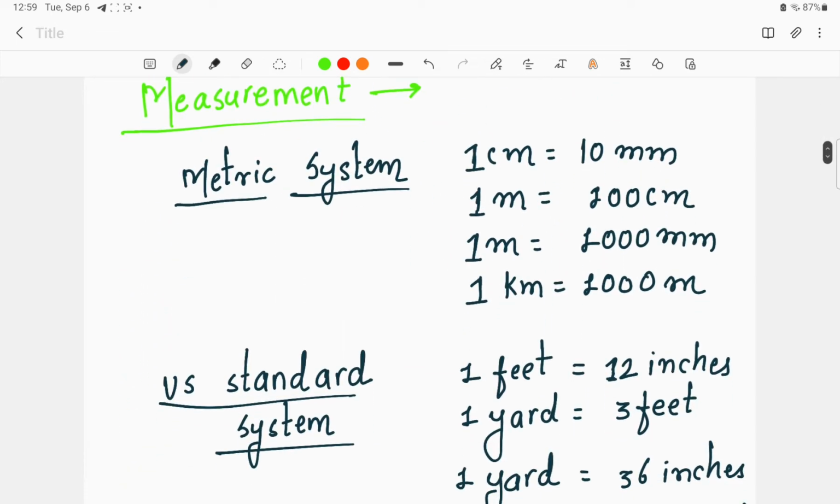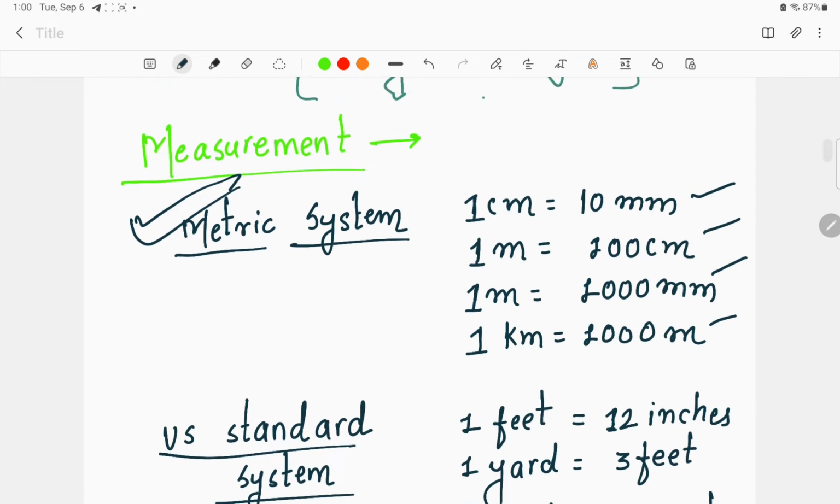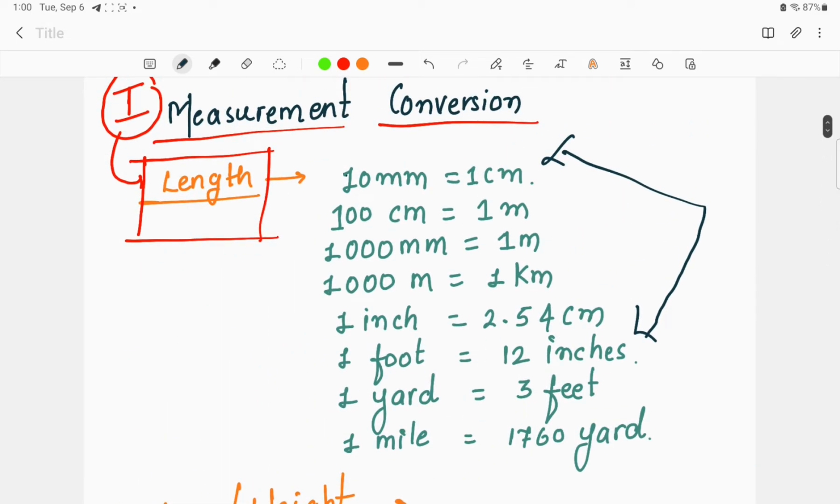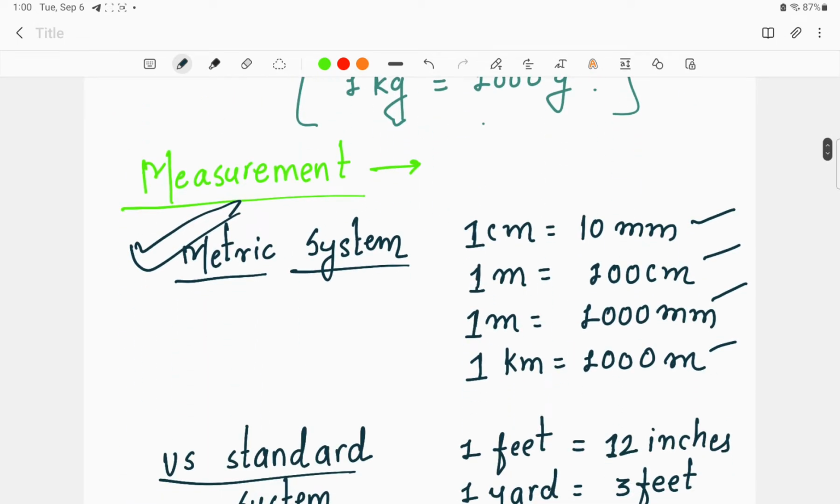Okay, now this is the measurement conversion for the metric system. In the metric system, as we have already discussed, 1 centimeter is equal to 10 millimeter, 1 meter is equal to 100 centimeter, 1 meter is equal to 1000 millimeter, and 1 kilometer is equal to 1000 meter. Now this is very important and can be asked in the exam, this conversion in the metric system. This was for length, again the length that we have discussed.